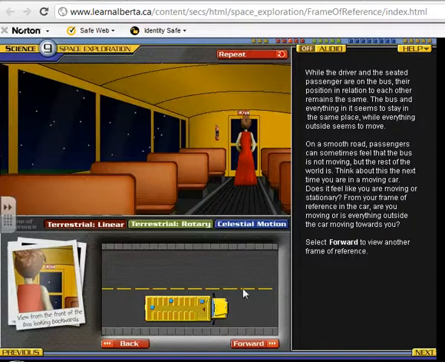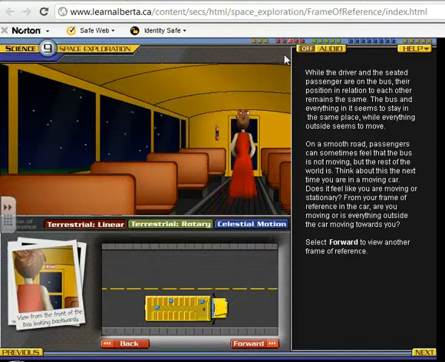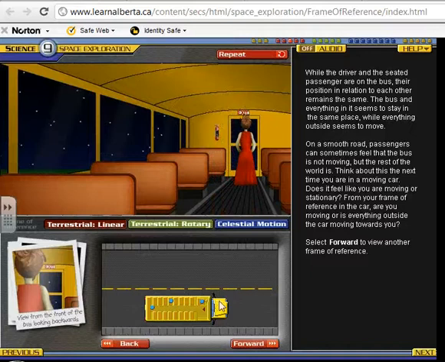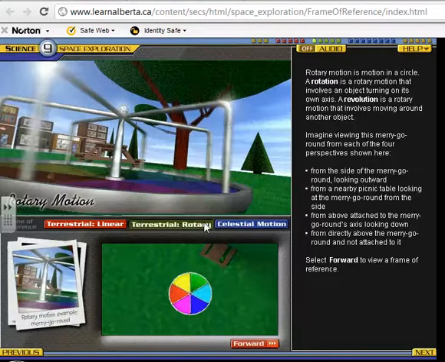Now if we take a look down here at the bird's eye view, again, it looks as though the bus is staying still and everything else is moving. So depending on what our frame of reference is, we will have a different point of view of what we are seeing. I'm going to give you one more example from Earth, which is terrestrial rotary, which is an example many of us have also experienced, which is just looking at a little merry-go-round.